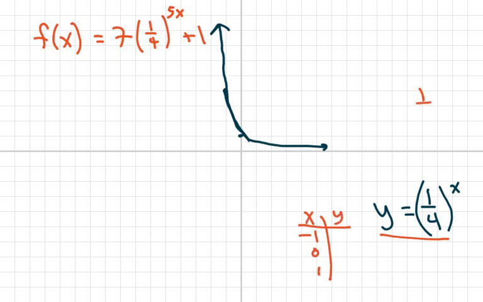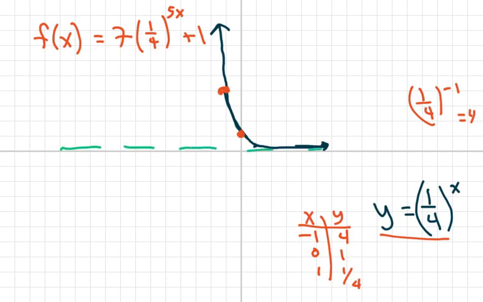Plug in -1: 1/4 to the -1 equals 4. So there was that point. Anything to the 0 power is 1. And then if it was 1, it goes to 1/4. I probably didn't do that part very well. It should have been down a little further there. Nevertheless, what happens is my horizontal asymptote is y equals 0.